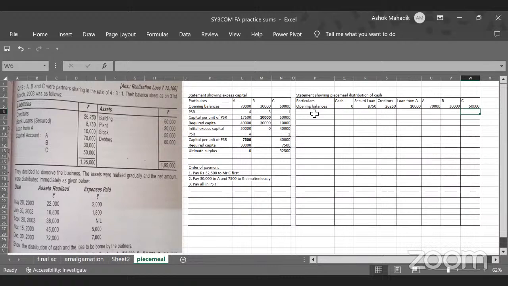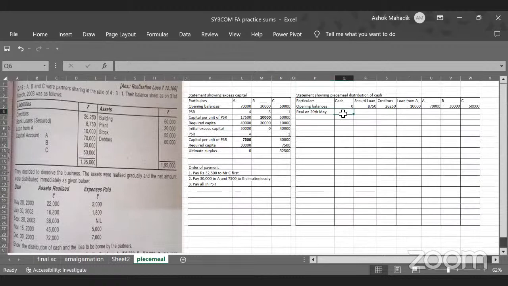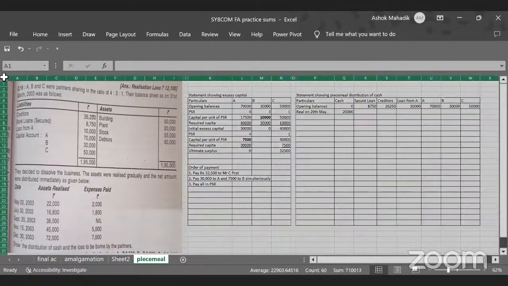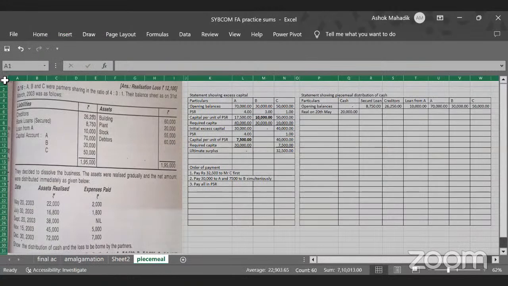Now, what we have to do now? We have to realize assets. See, the company is closing down, so they will sell off all the assets. They will incur some expense, and the net amount received will be used for paying the liabilities. Clear? So let us see how much cash is realized first, because the opening cash balance is not there. So I write realization on 20th May. How much cash we got? 22,000, but we have spent 2,000 on expenses. So I'll write net only 20,000. Clear? This is very important, students. I'll put commas everywhere.